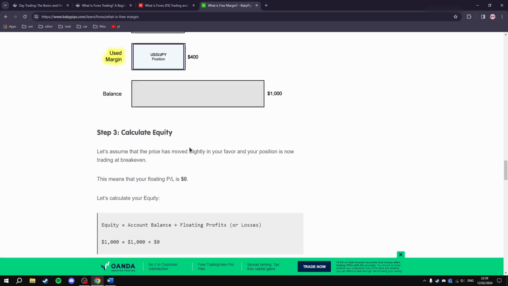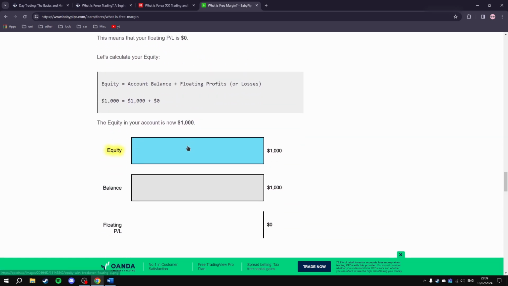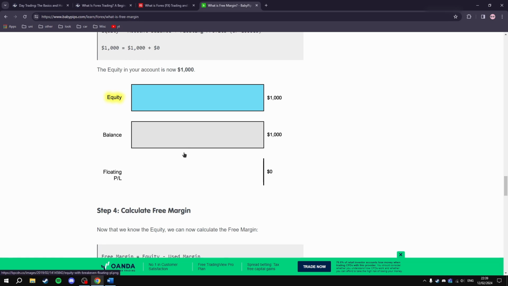Step 3, calculate equity. Let's assume that the prices have moved slightly in your favour and your position is now trading at break even. This means your floating profit loss is 0. Let's calculate equity. Still 1,000.